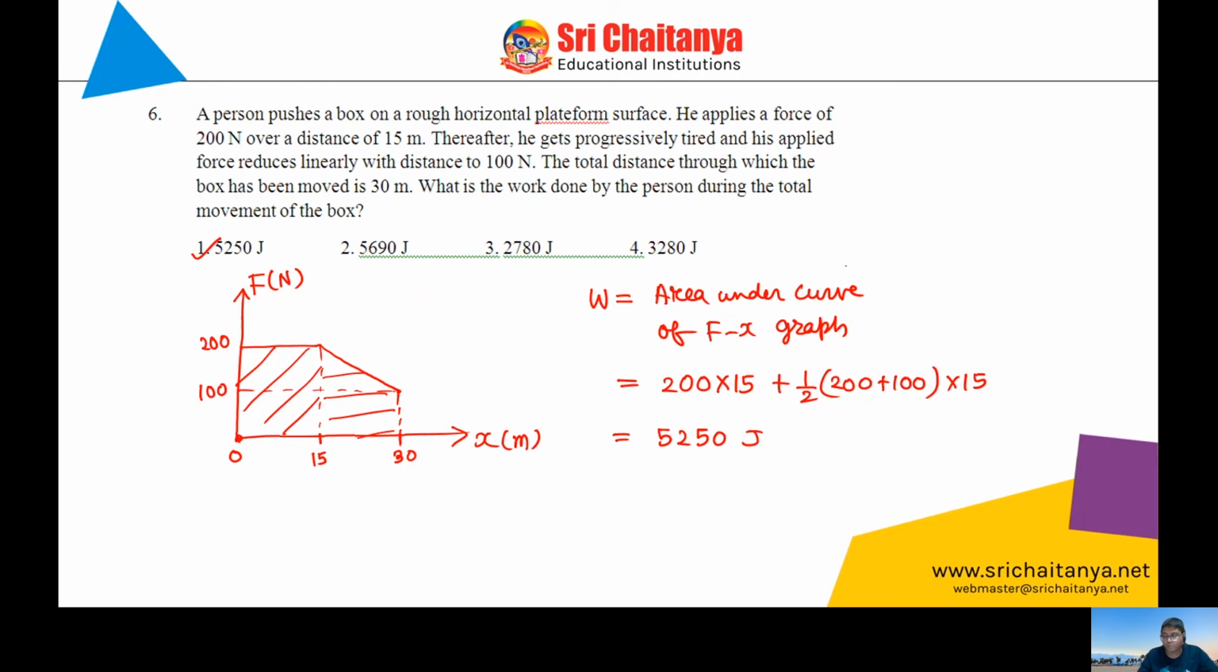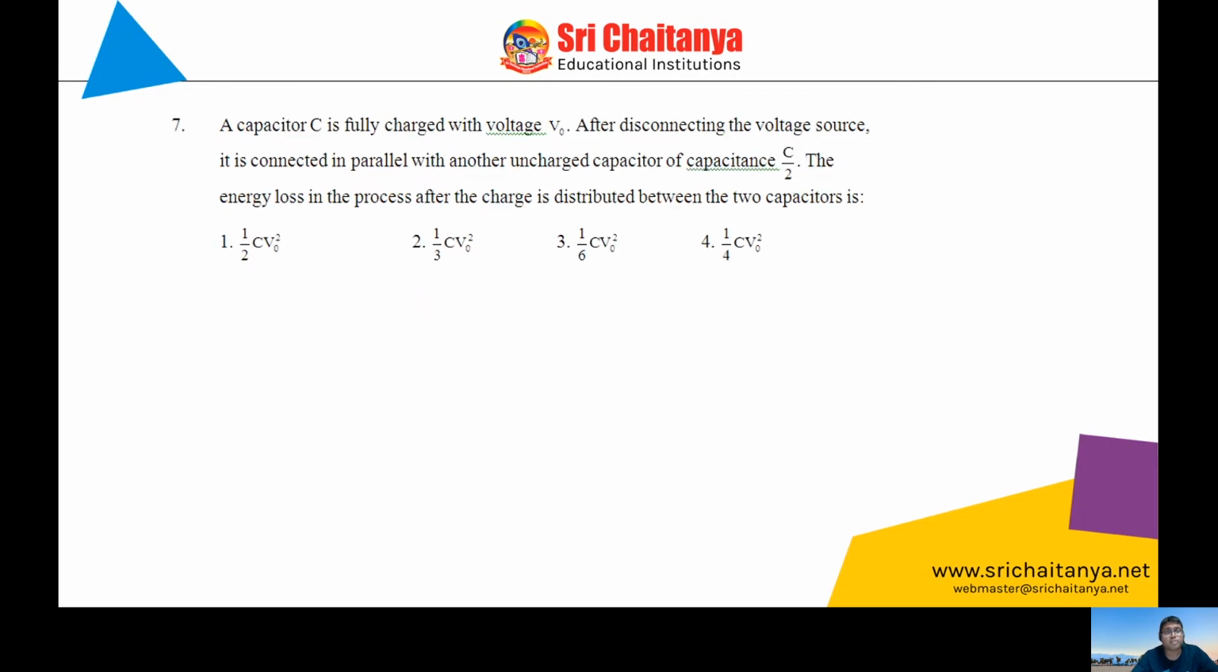So now let's move to the next question. Question number 7 is also a very simple question belonging to the chapter of capacitors. Here we have a capacitor C that is fully charged with a voltage of V naught. So what we have is a capacitor of capacitance C, fully charged to a voltage of V naught. After disconnecting the voltage source, it is connected in parallel with another uncharged capacitor of capacitance C by 2, which is initially uncharged.